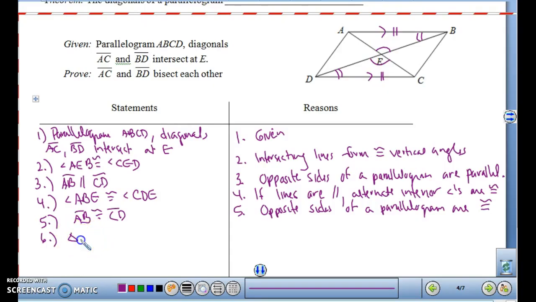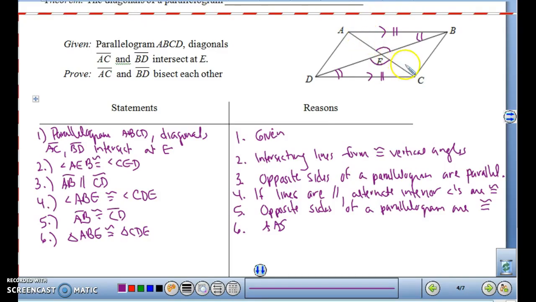So that's triangle ABE. ABE is congruent to triangle CDE. And we just proved that by angle, angle, side. Now, we could also on this, we could have proved this by angle, side, angle, by proving the other pair of alternate interior angles here.